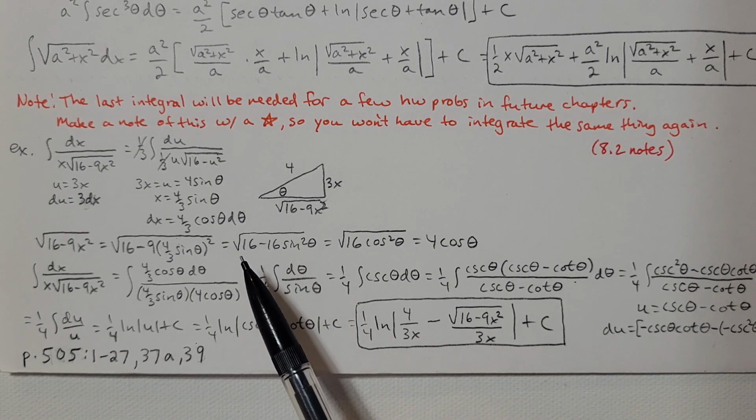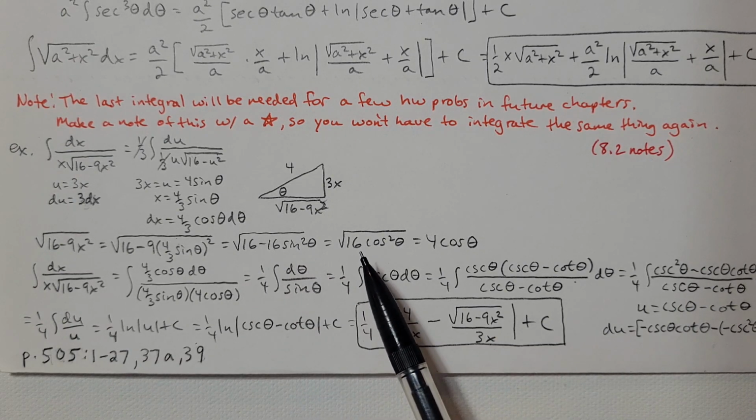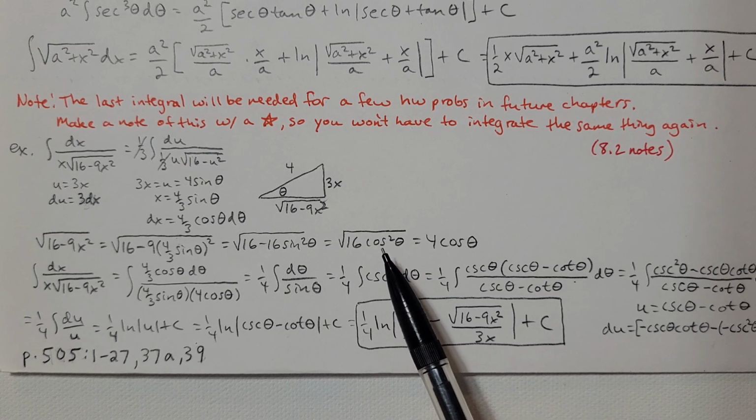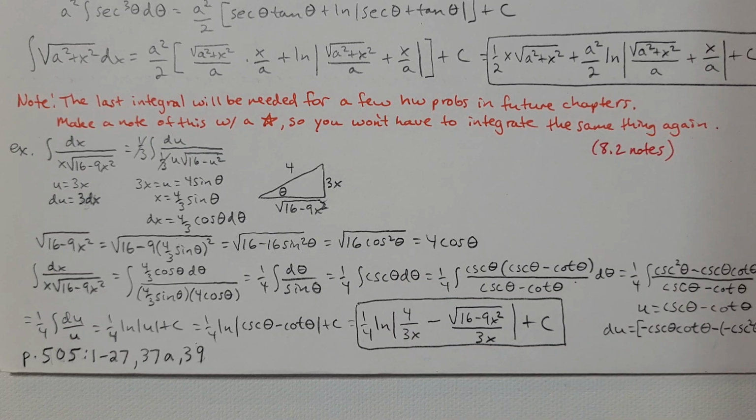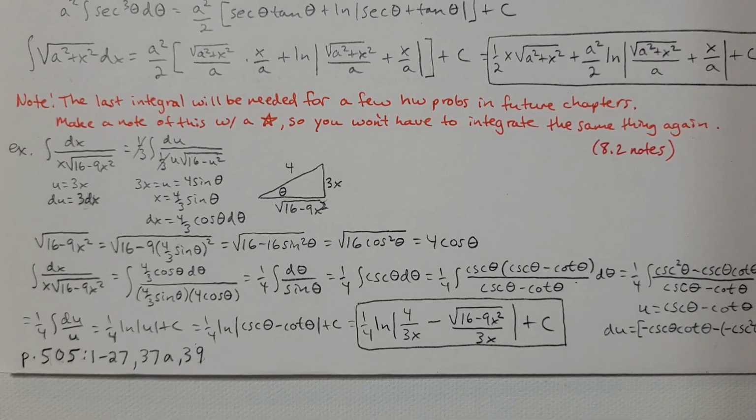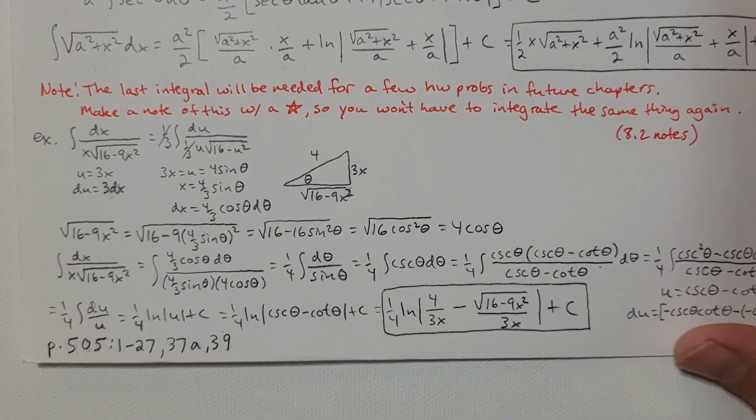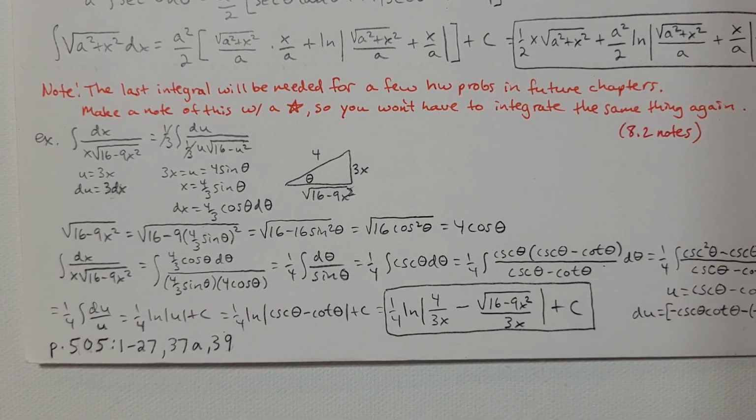You can factor out a 16. 1 minus sine squared theta, that's cosine squared theta. Okay, and the square root of 16 is 4. The square root of cosine squared theta would be cosine theta. Okay, and I think we're ready to fill in the new integral there involving theta.